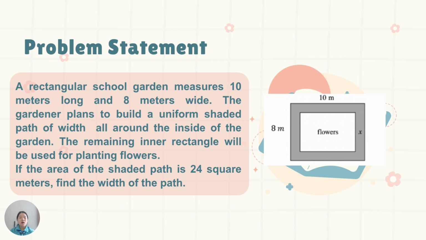A rectangular school garden measures 10 meters long and 8 meters wide. The gardener plans to build a uniform shaded path of width x all around the inside of the garden. So the remaining inner rectangle will be used for planting flowers. If the area of the shaded path is 24 square meters, find out the width of the path. So we could see that the width of the path on each side is represented by x.